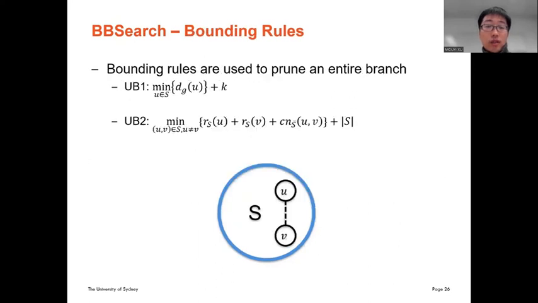And then for the bounding rules, bounding rule 1 is designed based on the definition of k-plex. Bounding rule 2 is designed based on the condition that both U and V are inside S. And we can see that for the 3 second order techniques, reduction rule 4, reduction rule 5, and upper bound 2 consider all the conditions about the relationship between U and V and S.